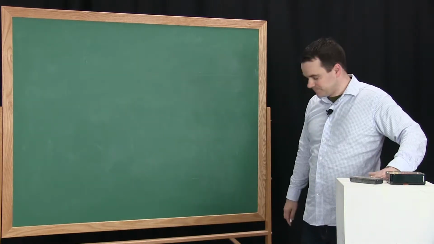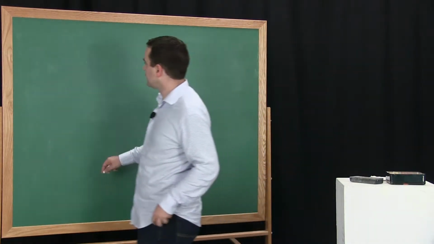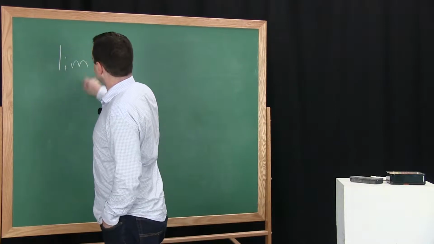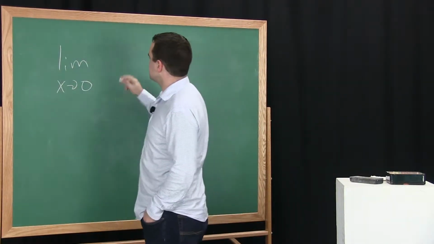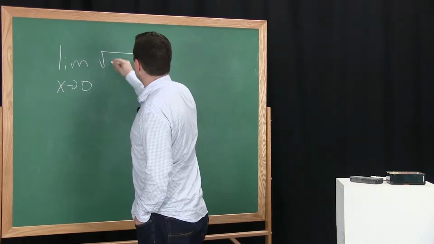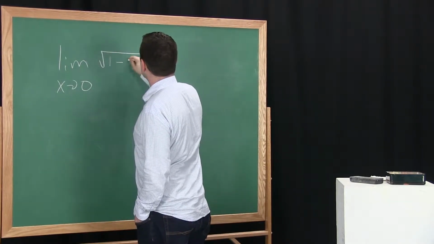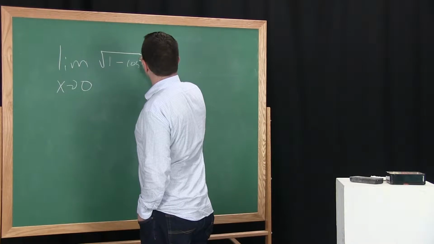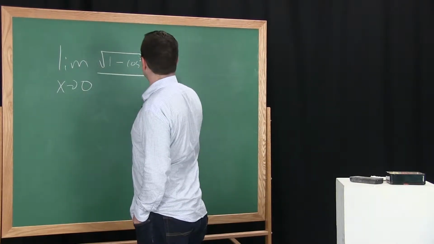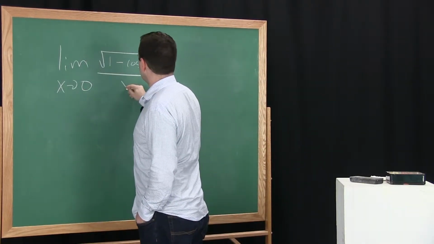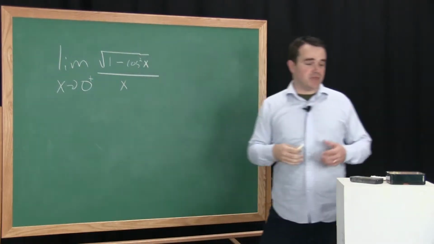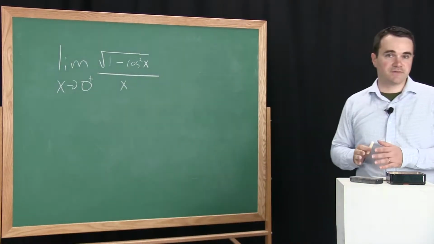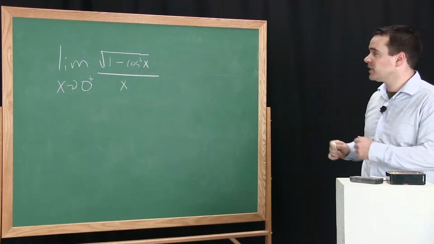Let's do another example. Let's look at this problem. Let's take the limit as x goes to 0 of the square root of 1 minus cosine squared of x, over x. And actually, let's take the limit from the right, meaning that we're only going to be considering those x values that are bigger than 0.